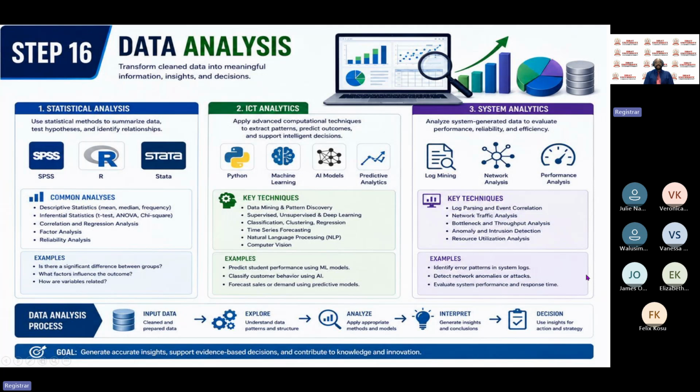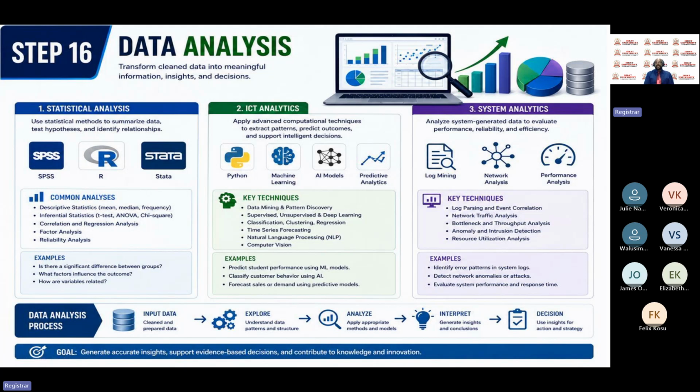Now in step 16, you do analysis of data. I don't want to explain much more on that because we can do statistical analysis. We can do ICT analysis using Python visualizations. We can develop heat maps. Sorry, we can use machine learning models. We can use AI models. We can use analytics. So for the human interface, we can use statistical analysis. Then we can use ICT analytics.